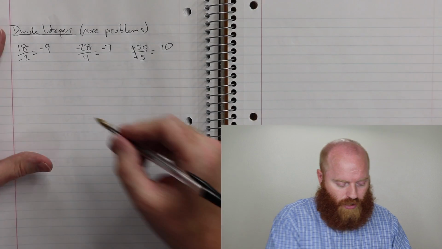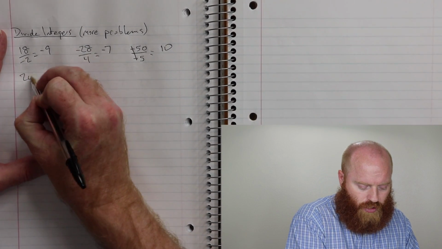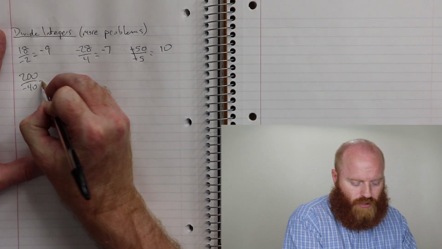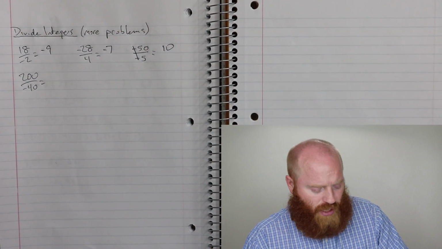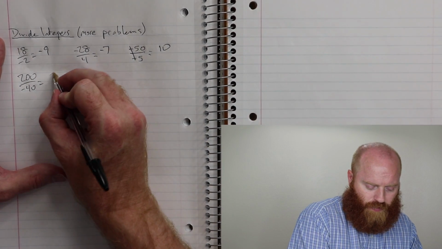So let's keep going. I don't know how to make it more difficult than this. I can go big numbers. Let's say 200 divided by negative 40. I don't care, just use your calculator. 200 divided by 40, that's 5. So you put a 5 right there.